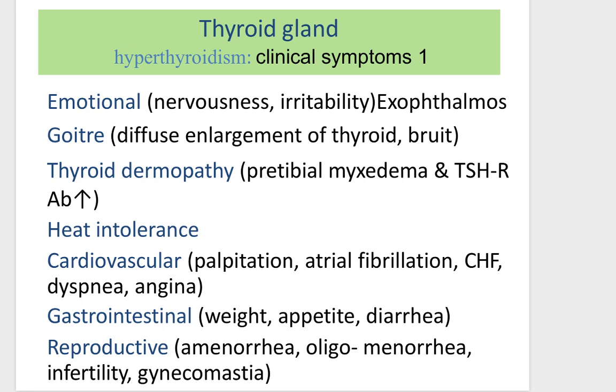Cardiovascular symptoms include palpitation, atrial fibrillation, chronic heart failure, dyspnea, and angina. Gastrointestinal symptoms: weight loss, increased appetite, diarrhea. Reproductive: amenorrhea, oligomenorrhea, infertility, and gynecomastia.